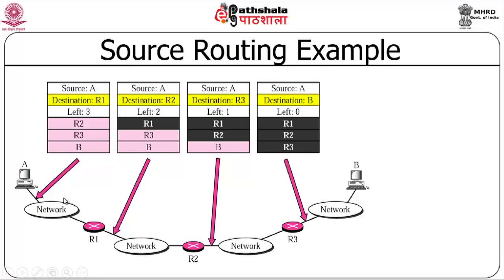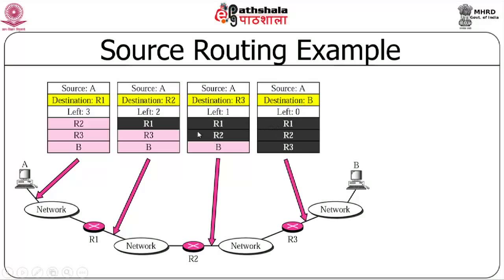And so when it is forwarded by R1, R1 has already been processed. So now what will happen? The destination will be replaced with R2, because now it has to go to R2, and left will be changed to 2. Now when it goes to R2, R2 will process this and find it has come to R2. It looks at the next one to be processed, which is R3, so it changes the destination value to R3 and forwards it to R3. At R3 it will see that R1, R2, R3 have already been visited, so what is left is only the final destination. So left is 0, and it will go to the destination.